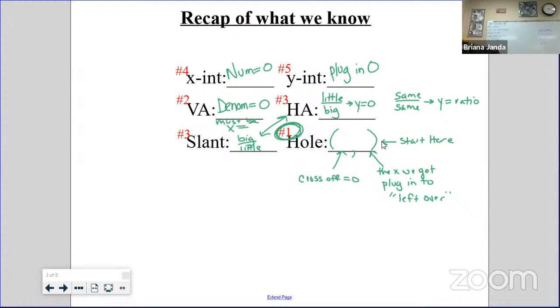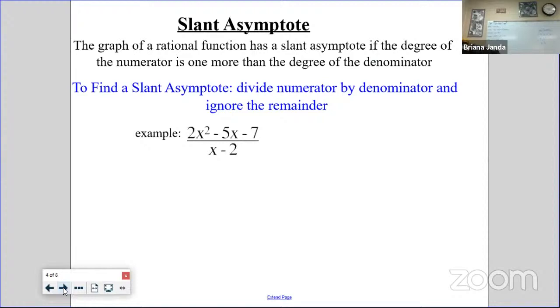Okay, so slant asymptotes. Slant asymptotes are that third category of categorizing our fraction as little over big, big over little, or same. It's the big over little. So you'll notice in the book definition, the graph of a rational function has a slant asymptote if the degree of the numerator is 1 more than the degree of the denominator. Big over little. Okay. So how do we find it?